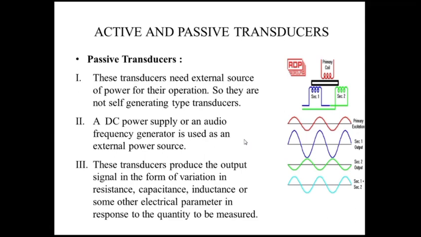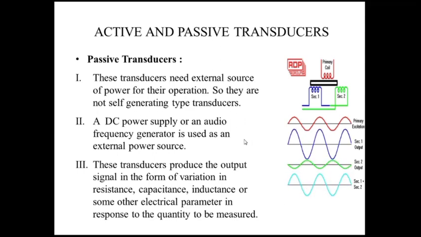Here, the primary coil and two secondary coils are there. With the movement of the core, electrical energy is generated, which means the displacement is converted into electrical energy. As the displacement increases, the sinusoidal waveform increases. Examples of passive transducers are resistive, capacitive, and inductive, for electrical power quantities to be measured.